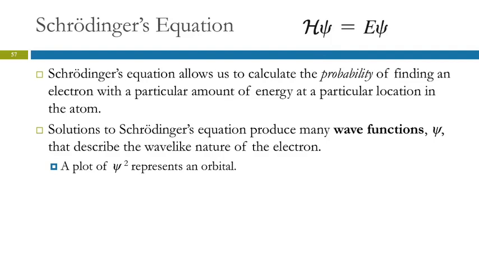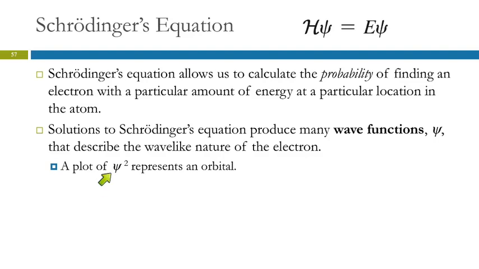I don't either. Anyway, this represents a wave function. Very, very complicated, icky math that we don't have to talk about. We don't have to learn how to do it. So Schrödinger's equation allows us to calculate the probability of finding an electron with a specific amount of energy at a particular location in the atom. So this is like that pitching electrons, and mapping where they go. So solutions to Schrödinger's equation produce a lot of different wave functions that describe the wave-like nature of the electron.